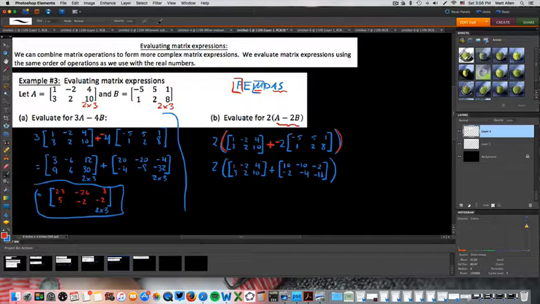So before we distribute our 2 throughout, let's go ahead and evaluate for what's in the parentheses. That is to say, let's go ahead and add these two matrices together. So now we can do this. It is defined because they do both have the same orders. So we're going to get a new 2 by 3 matrix here.